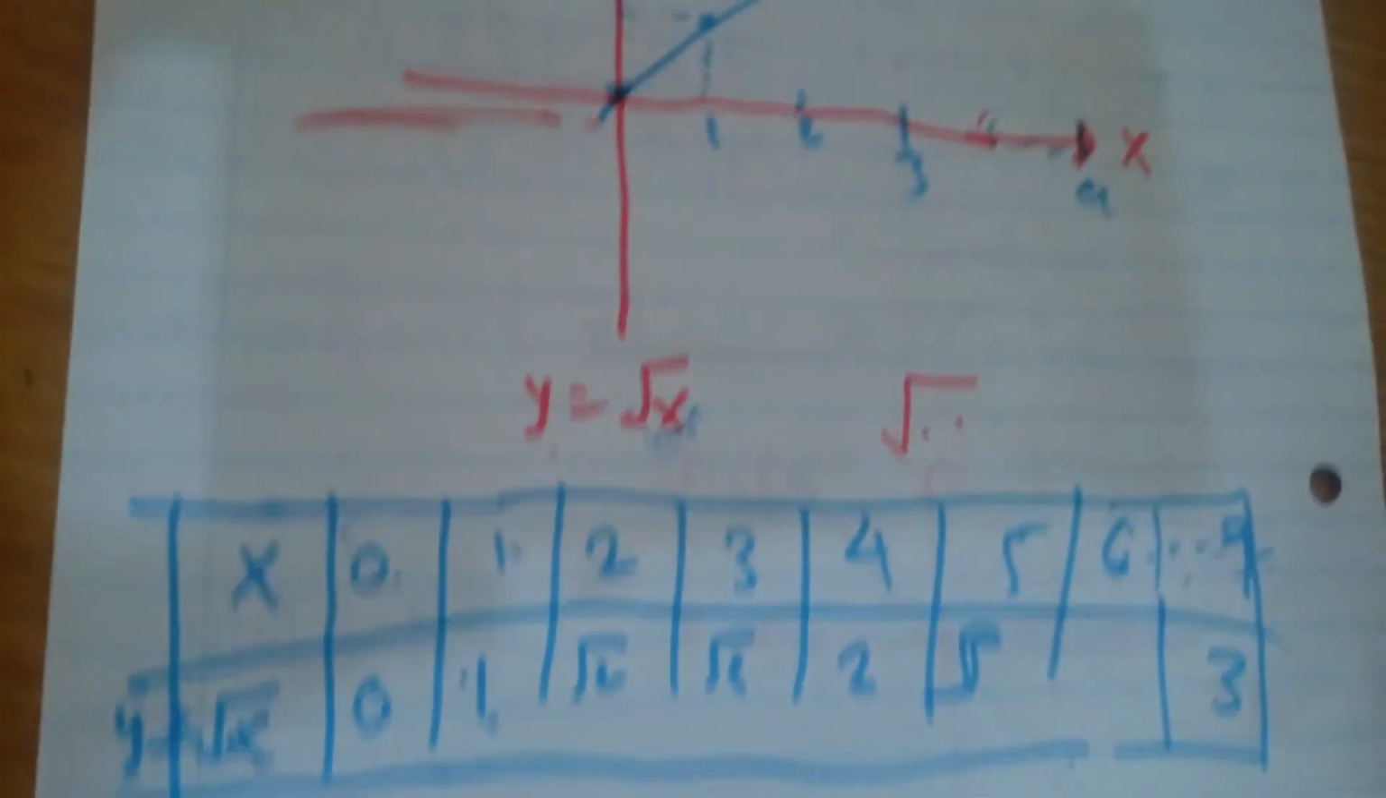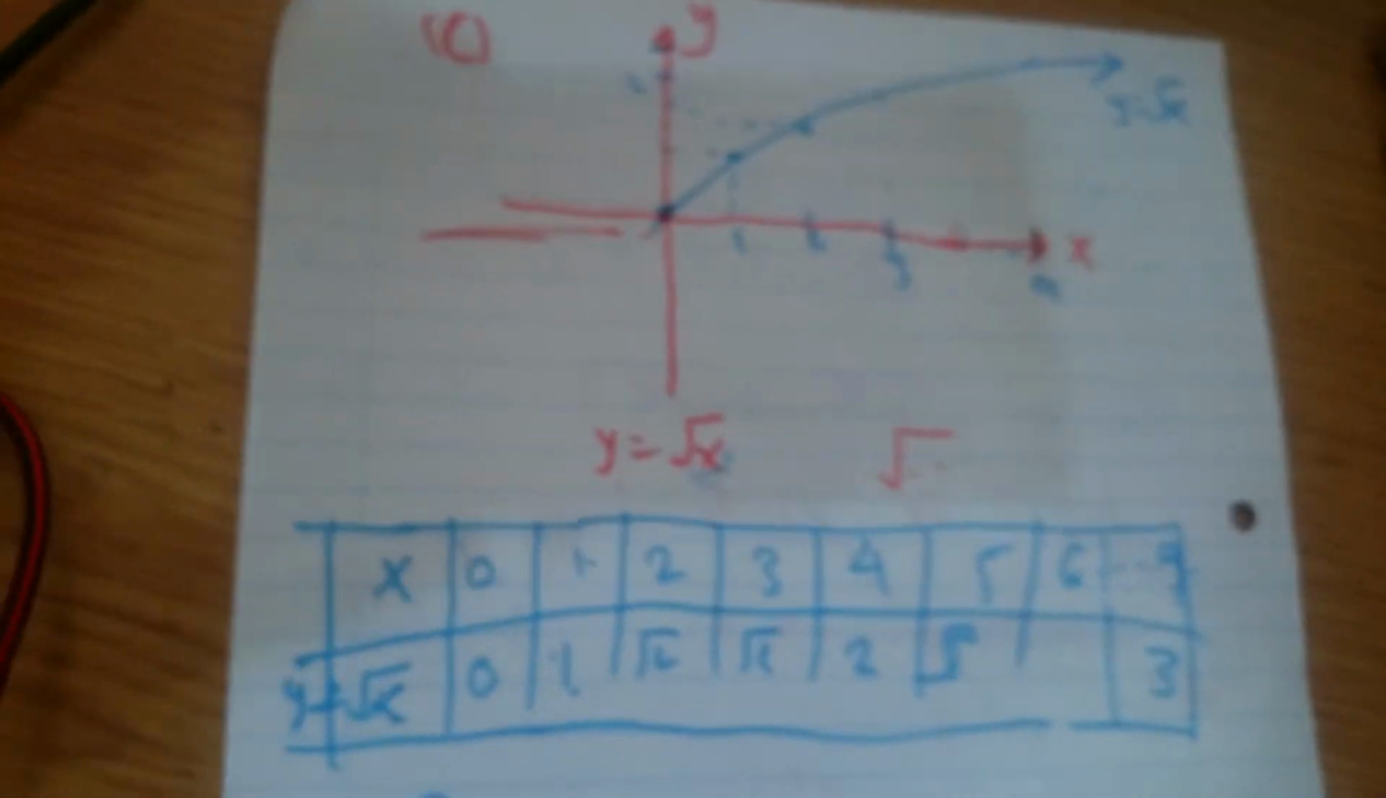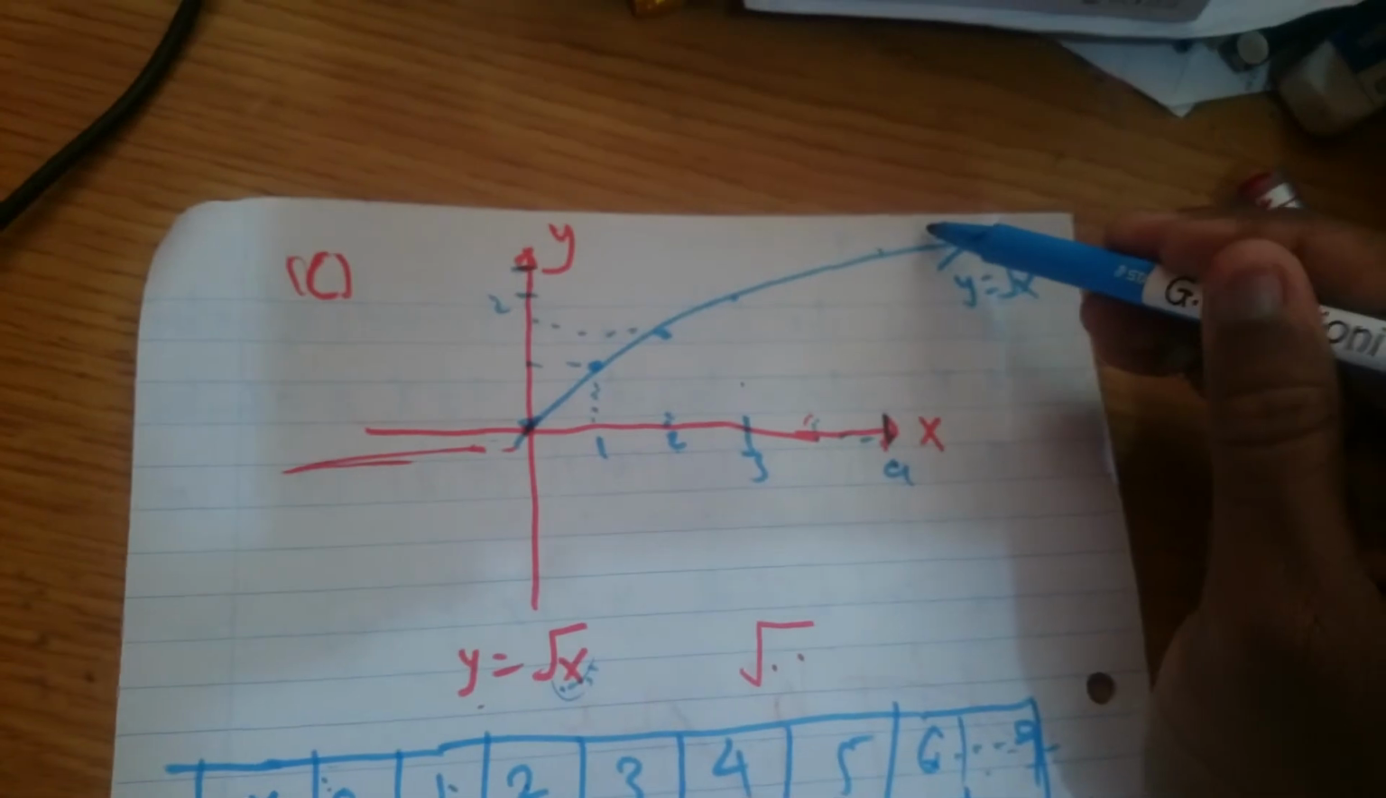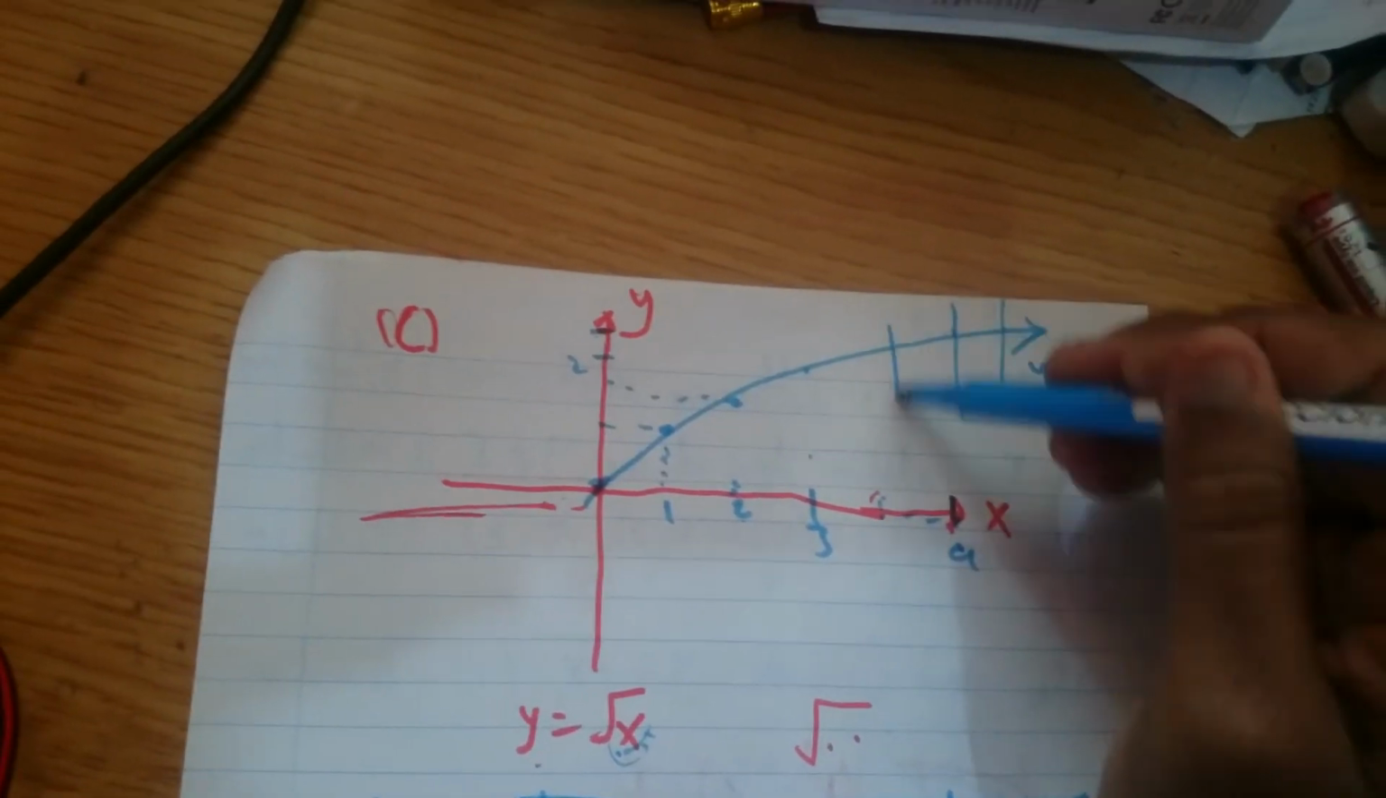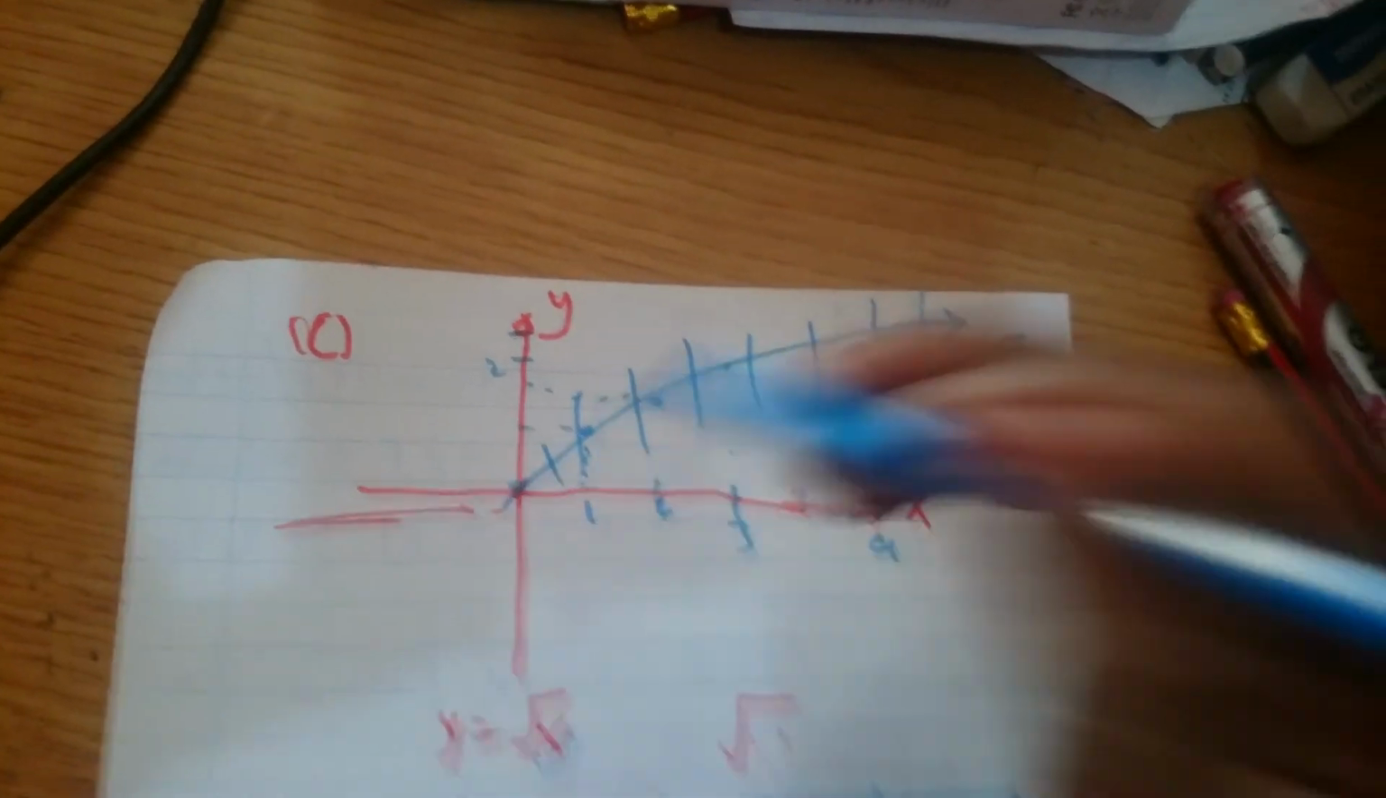So for that reason, this is a function. You know why it's a function? Because if I draw a vertical line, it's going to cut only once at every point. And that's how we test a function.